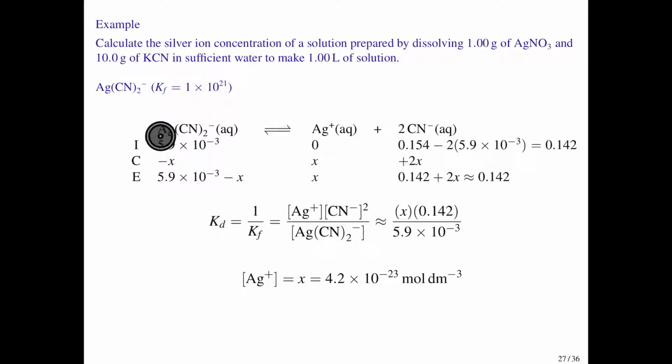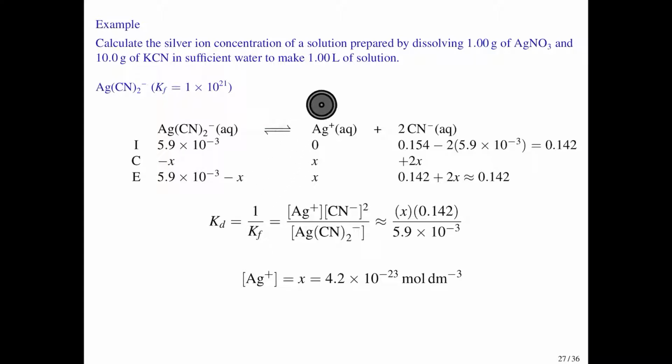From here, you just assume a small amount of the complex ion will dissociate. That's going to give you some free silver, and it's going to give you back a little bit of cyanide. Then you add these 2 lines together. You get this expression for the complex ion at equilibrium, x for the silver ion concentration, and 0.142 plus 2x for the cyanide concentration. Set up the Kd equilibrium constant expression. Kd is going to be 1 over the given Kf value.